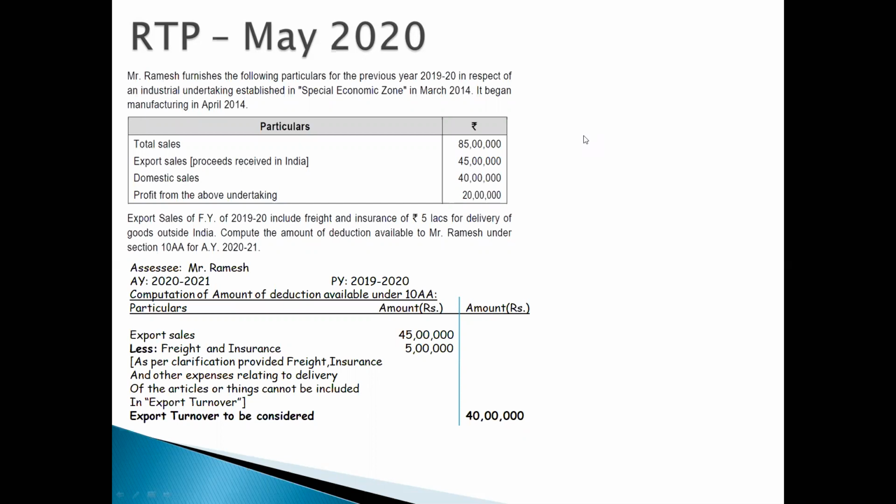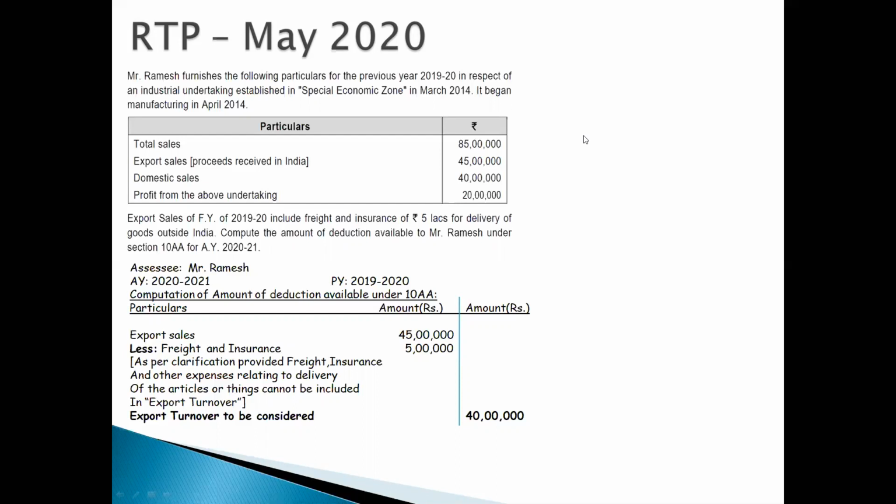There are specific exclusions available in the clarification provided in this regard, where the export turnover and the total turnover for that matter should not include any freight, insurance and any other expense incurred by the assessee, including all the telecommunication charges for providing such services or for delivery of the articles. These cannot be included in the export turnover.